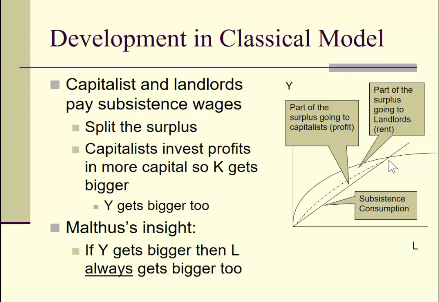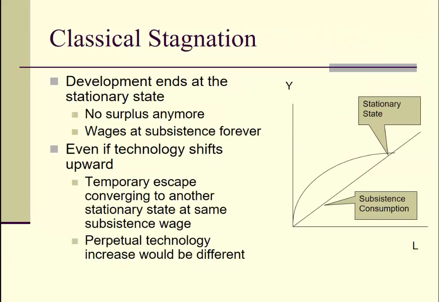We're producing lots of stuff, but we have lots of people, and everybody is just starving, just getting enough food to keep their body alive for one more day working in the fields. So a very dismal picture of classical growth. Development in the classical model ends at the stationary state, where wages are remaining at subsistence. The economy has no other way to go forward.